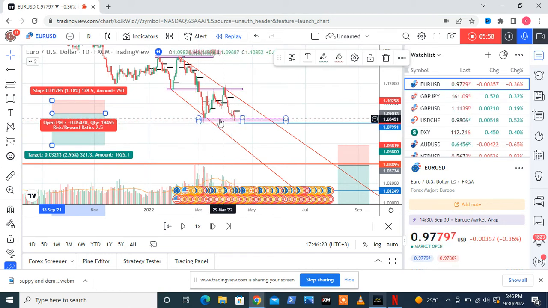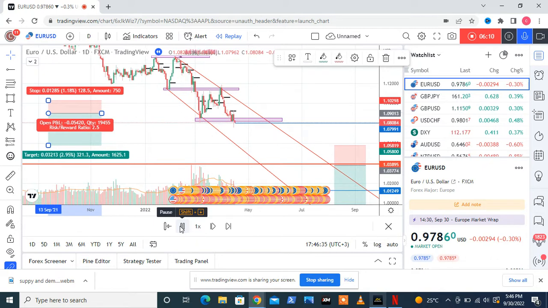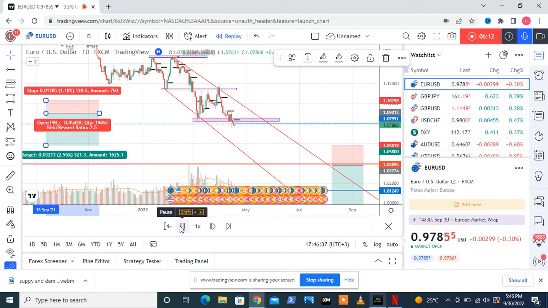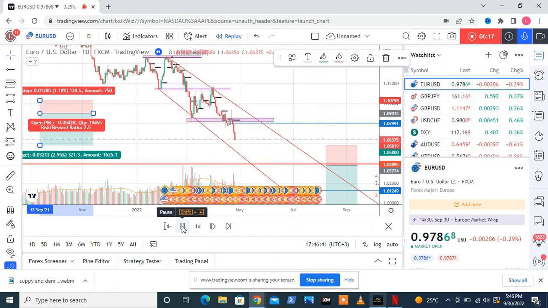So since we don't know that, we are assuming we don't know that. So you wait for a break of structure. This is what we call break of structure. If the market breaks this support it will turn again to resistance. So we wait and see. We are waiting for a proper break. You see, we're just waiting, just waiting.